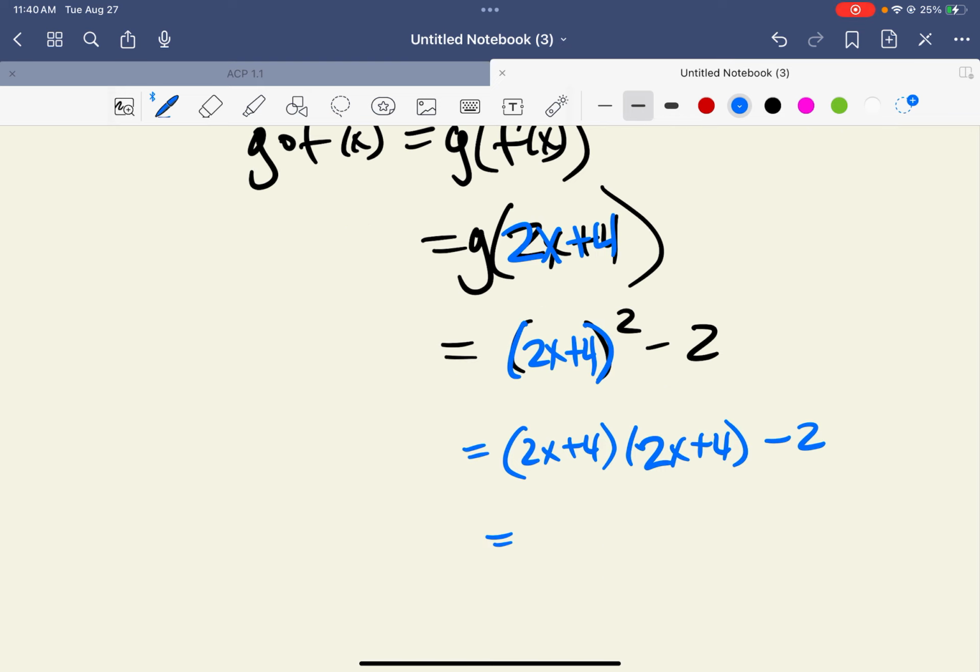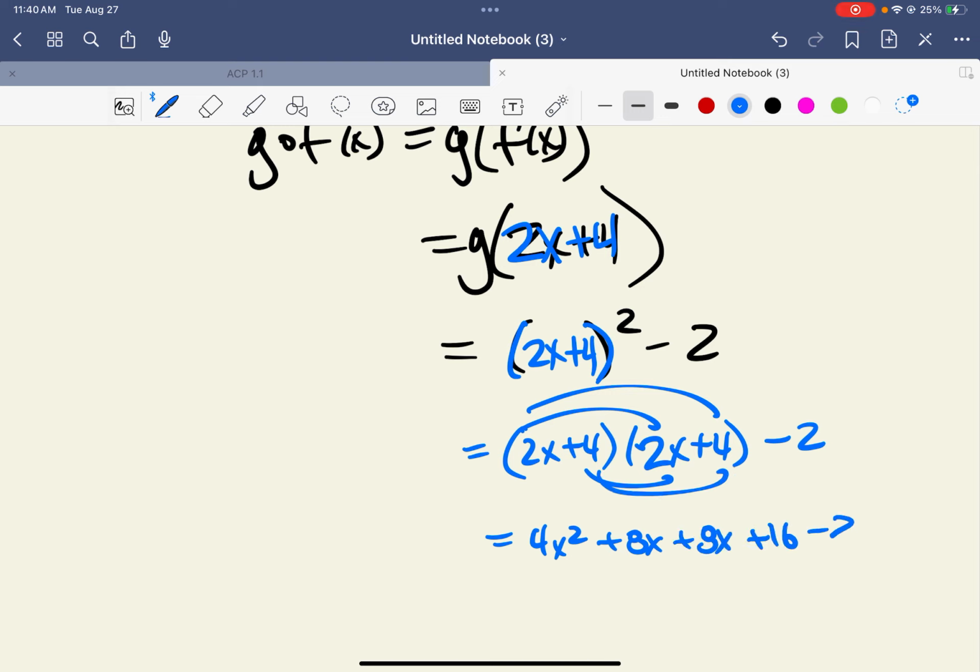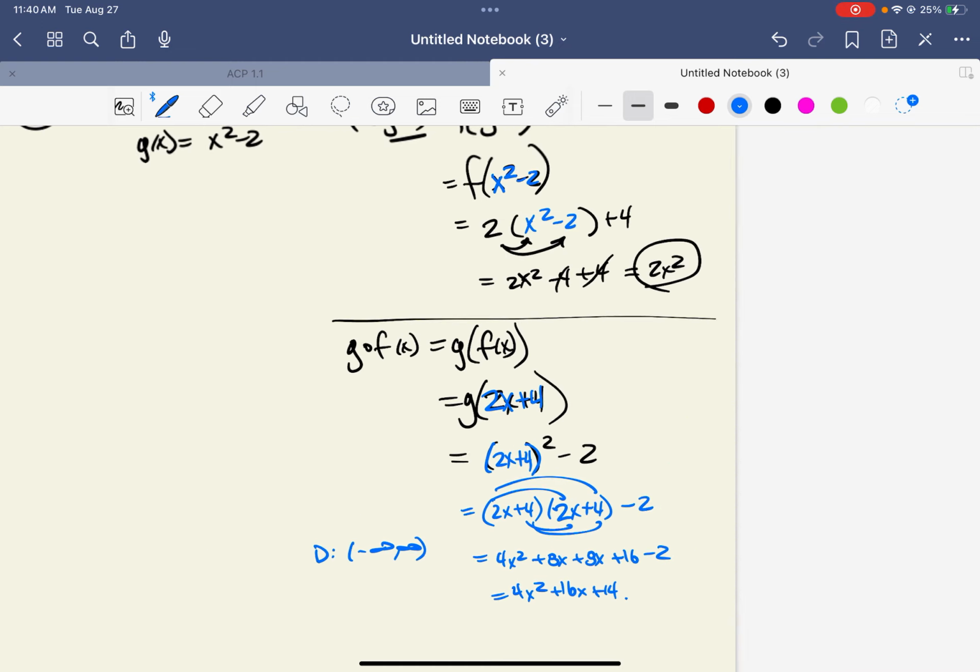So when you FOIL out this bad boy, you're going to get 4x squared, and then plus 8x, and then plus 16. So it's going to be 4x squared plus 16x plus 14, and it should be clear that the domain of that is negative infinity to infinity.